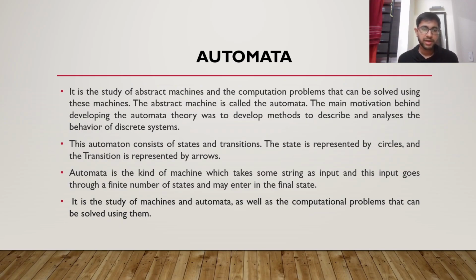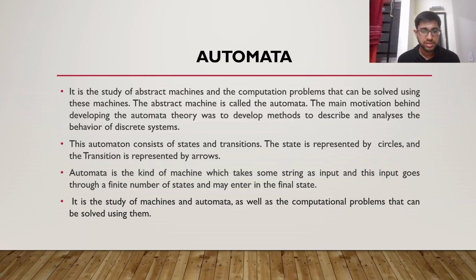First, what is automata? Automata is the study of abstract machines and the computation problems that can be solved using the machines. This abstract machine which solves the problems is called the automata. The main motivation behind developing the automata theory was to develop methods to describe and analyze the behavior of discrete systems. Now, what does automata consist of?